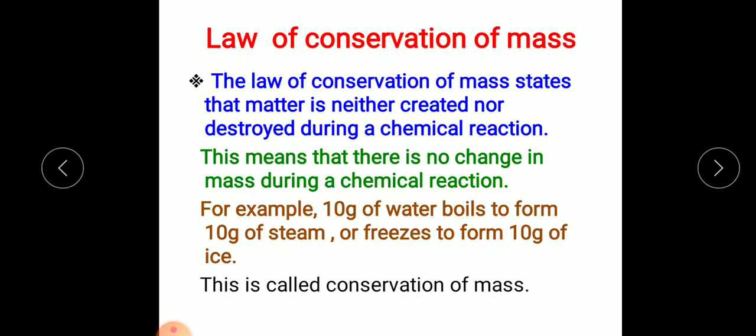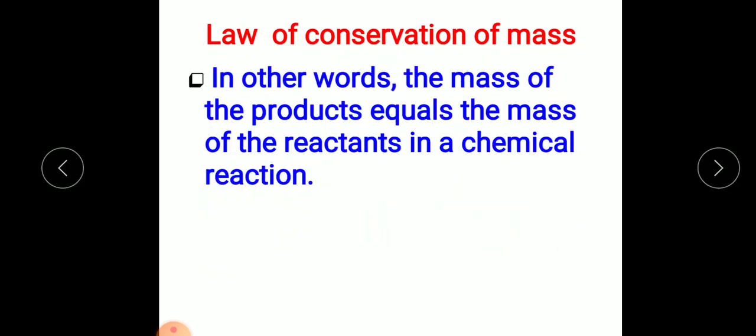When you take 10 gram of water and boil it to form steam, it will form the same amount of steam. Or if you freeze 10 gram of water, it will give you the same amount of ice, 10 gram of ice. This is called the conservation of mass. In other words, the law of conservation of mass can also be stated as: the mass of the products equals the mass of the reactants in a chemical reaction. If you add the masses of the two reactants, and take the mass of the product, you'll find they are the same. This is also conservation of mass.